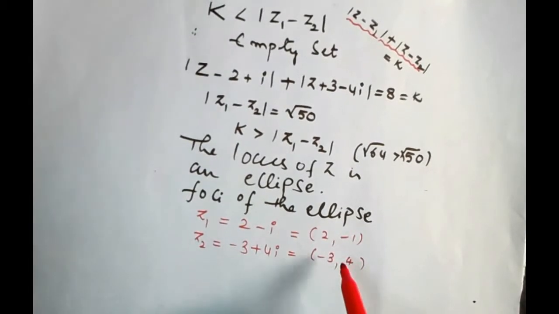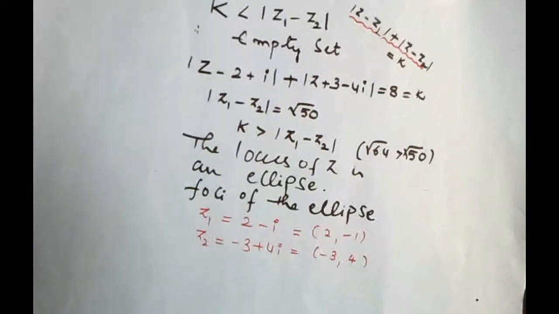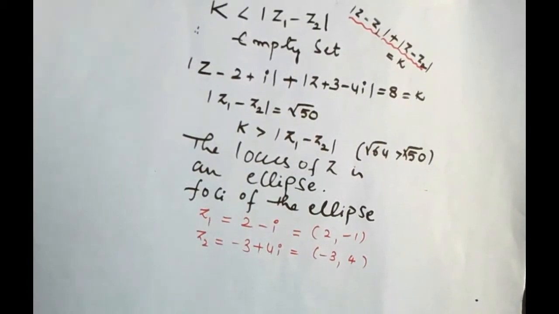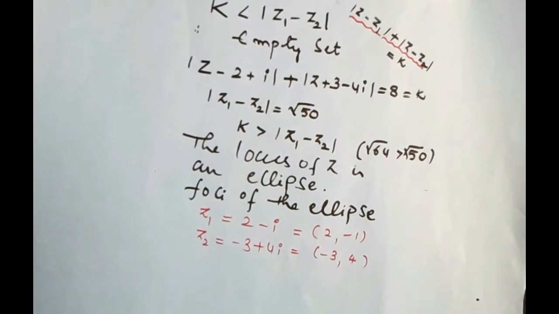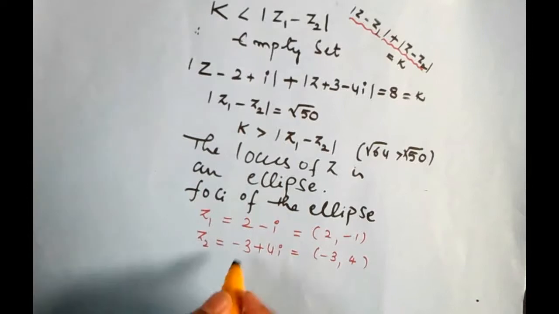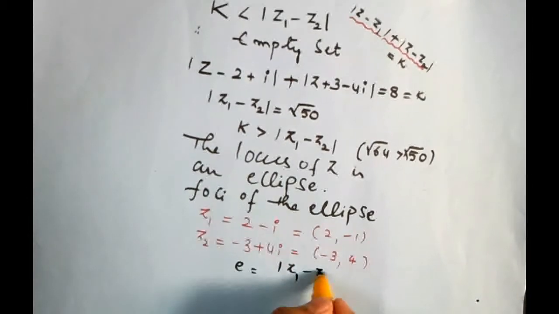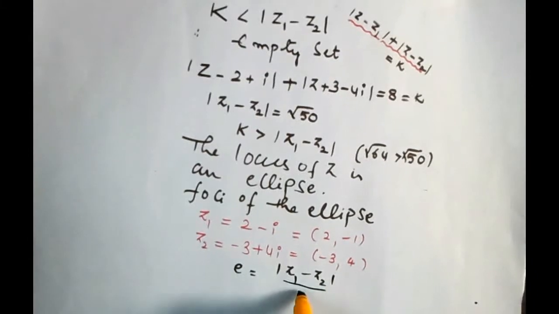Therefore we got the foci, and the locus is an ellipse. We have the foci 2 comma minus 1 and minus 3 comma 4. And I told you to find the eccentricity of the ellipse. There is a simple formula connected with this condition. Eccentricity e equals modulus of z1 minus z2 divided by k.